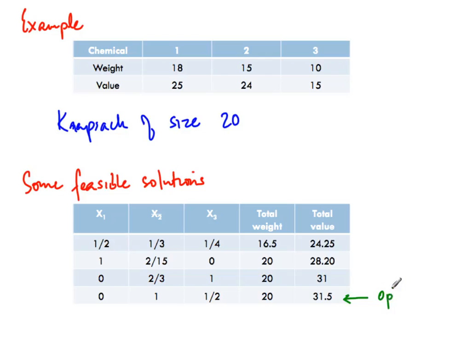So this is not all possible. Of course, there are many other combinations which we have not listed. These are only a sample set of feasible solutions, but it so turns out that among these, the fourth one is actually the optimal solution.